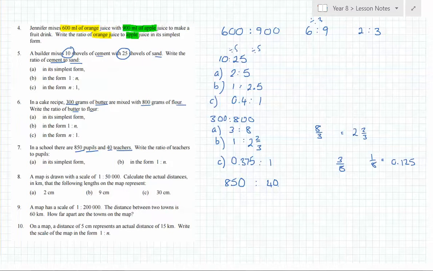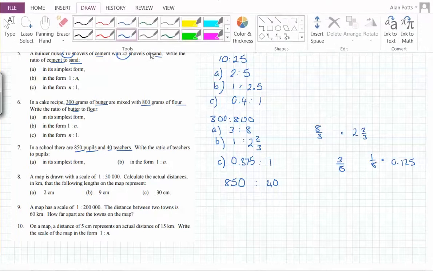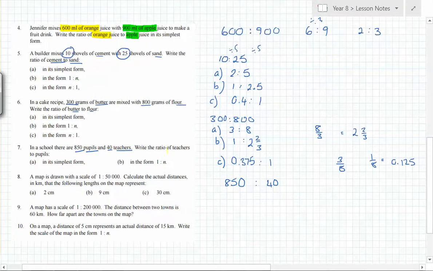Read the question. It says the ratio of teachers to pupils, and it gives it as pupils and teachers. So this is actually incorrect. We should have 40 to 850.